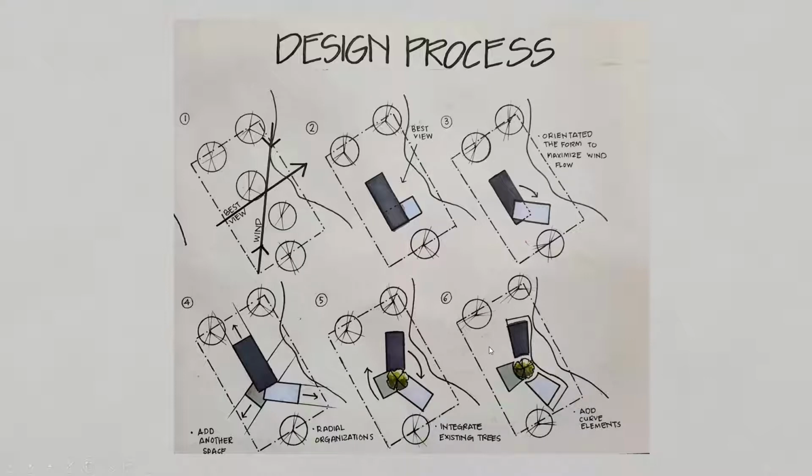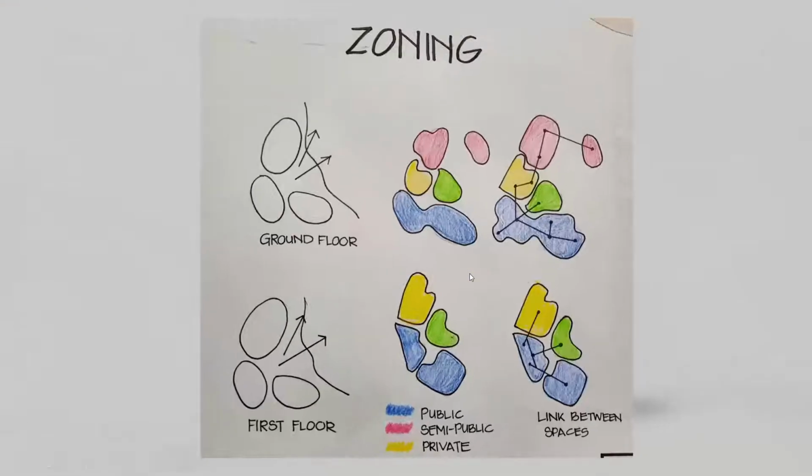And the sixth one is to widen the form and add curved decking to relate with the site context. Okay, then we move on to the zoning. It can be seen that for the ground floor, the major space is blue, which is public space for the visitors, and pink for the semi-public for the rehabilitation purposes, and this part is private space.